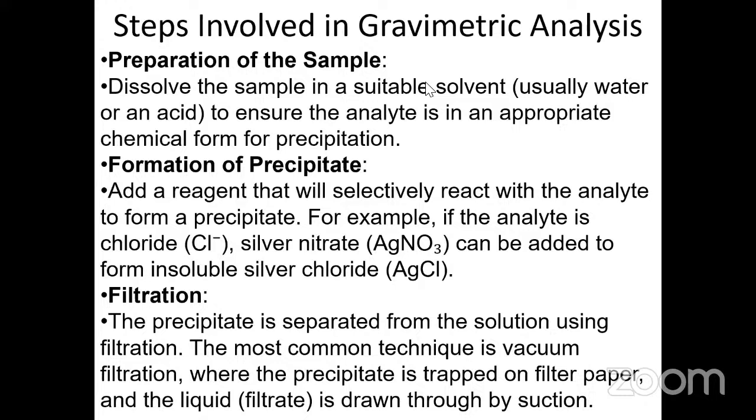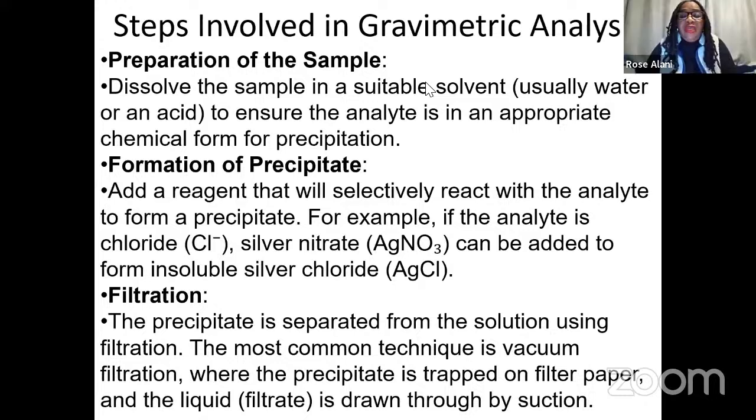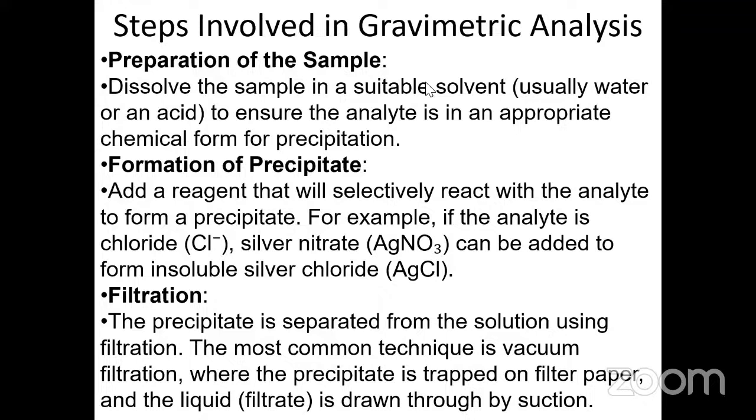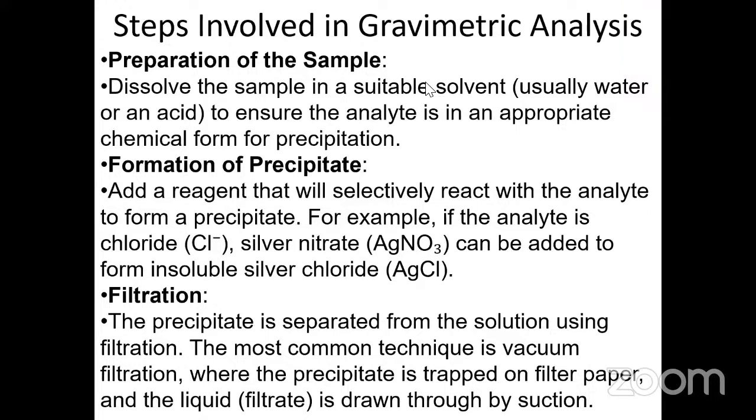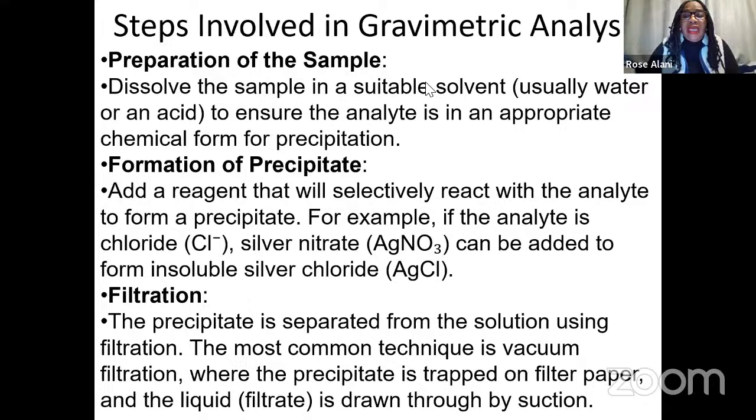Mostly water. Water is the solvent that is used, or the sample can be dissolved in an acid, so as to have the sample in the proper chemical form for precipitation. That's the first step. And then the next step is to form the precipitate.